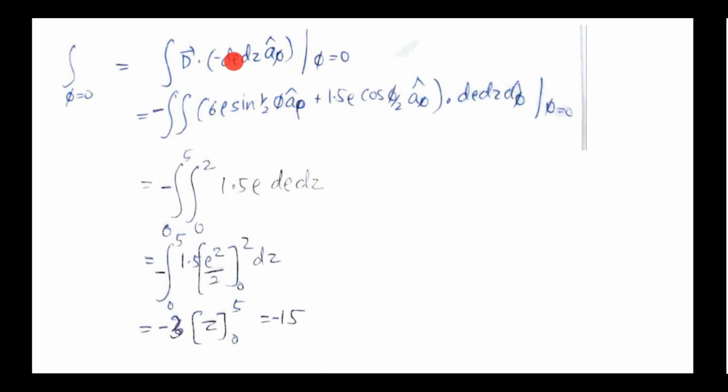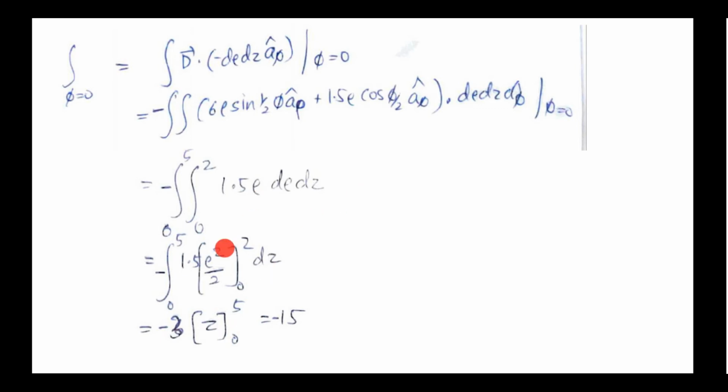So D dot dS is minus D ρ dz aφ dot, and put φ equal to 0 because the plane is φ equal to 0. So 6ρ sin(φ/2) aρ plus 1.5 cos(φ/2) aφ dot dρ dz aφ. Now cos(φ/2) at φ equal to 0 is cos 0, which is 1, so 1.5ρ will be left. So aφ dot aφ only will be there, aφ dot aρ is 0. So 1.5ρ dρ dz.